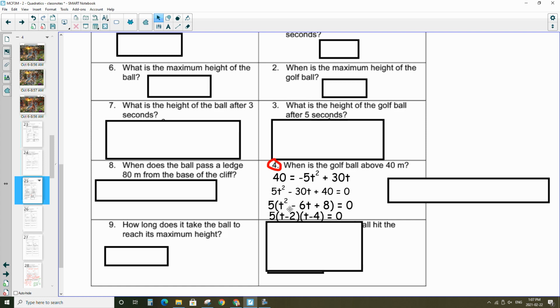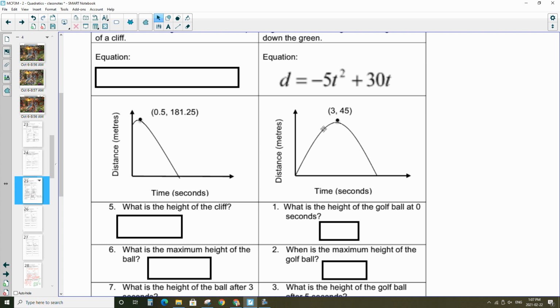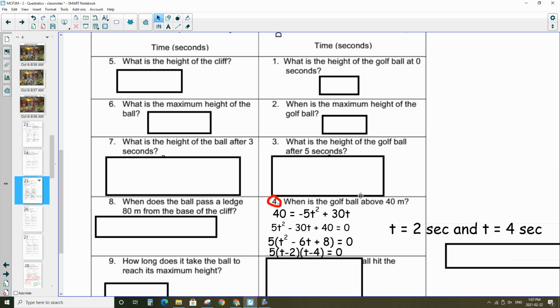All right, so if you take t minus 2 and make it equal to 0, you're going to end up with t equals 2 seconds, and then do the same thing for the second bracket, and you will get t equals 4. So that is our solution. So the golf ball will be at 40 meters at 2 seconds, and then again at 4 seconds, right? 2 seconds will be at 40, and at 4 seconds it will also be at 40 meters above the ground. Okay, so that's how you solve those types of questions.